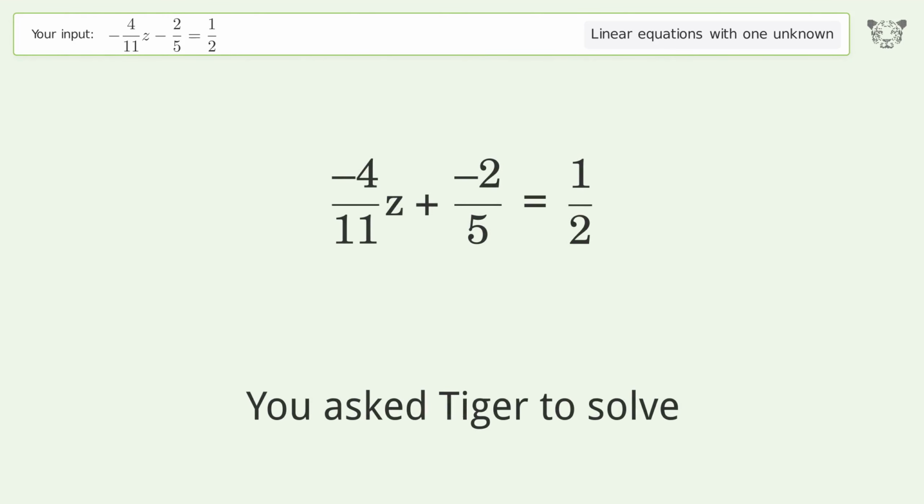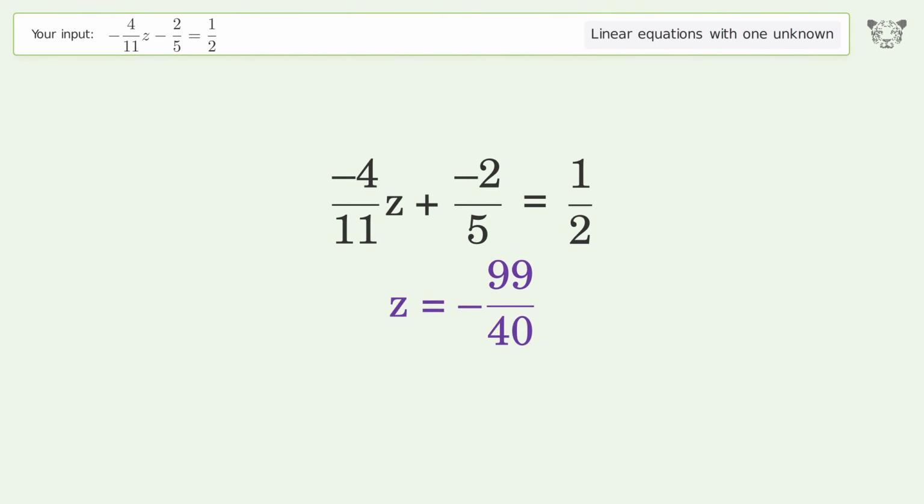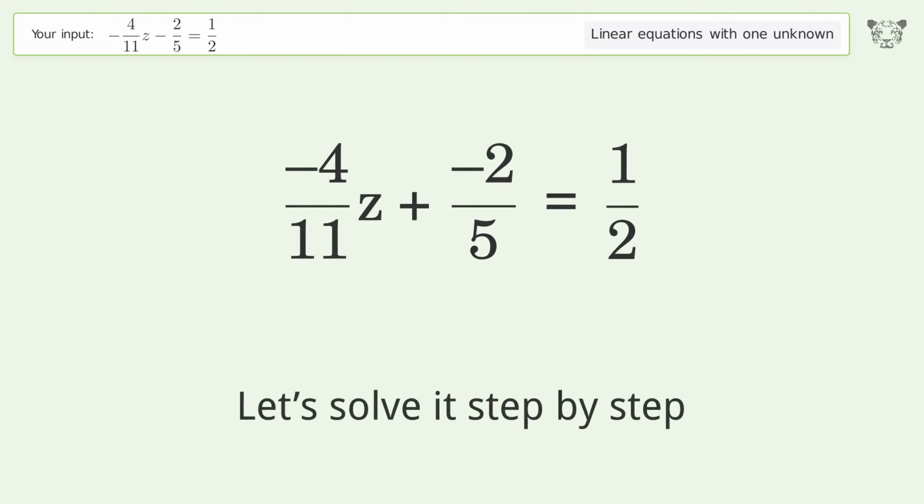You ask Tiger to solve. This deals with linear equations with one unknown. The final result is z equals negative 99 over 40. Let's solve it step by step.